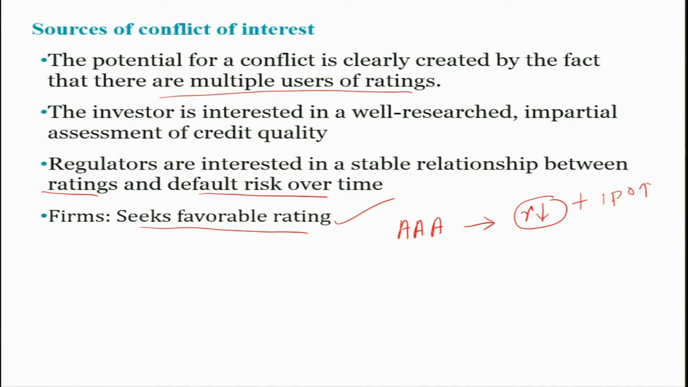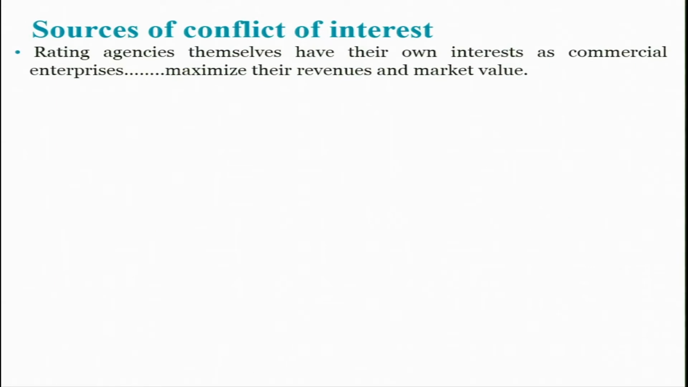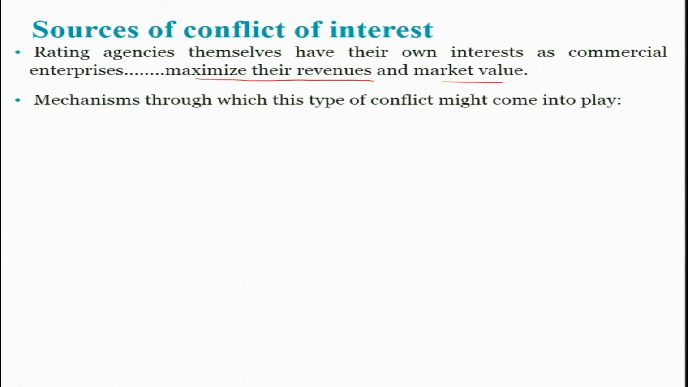So because of these multiple uses, let us elaborate the sources of conflict of interest. The rating agencies themselves have their own interests as commercial enterprises. Obviously, they want to maximize their revenues and market value. In this process, they make use of the advantage they are having, that is the information advantage they are having in the markets.